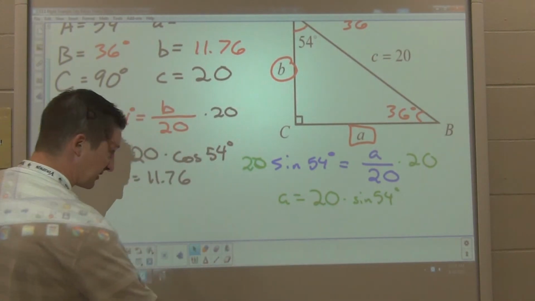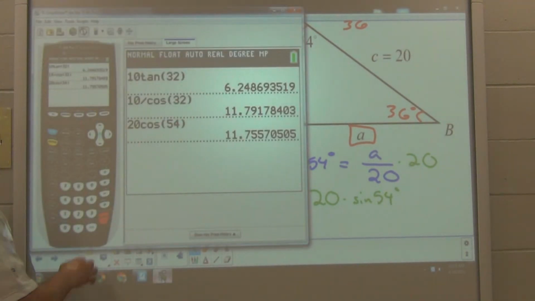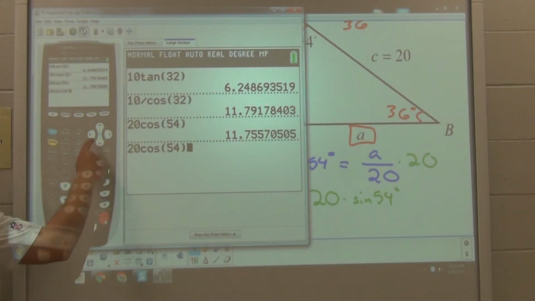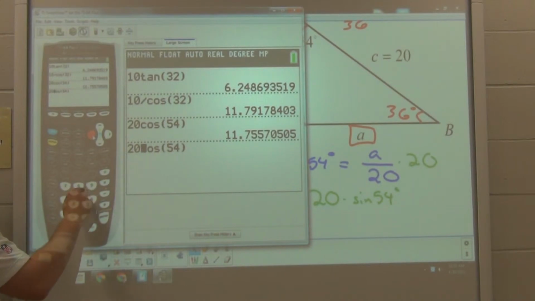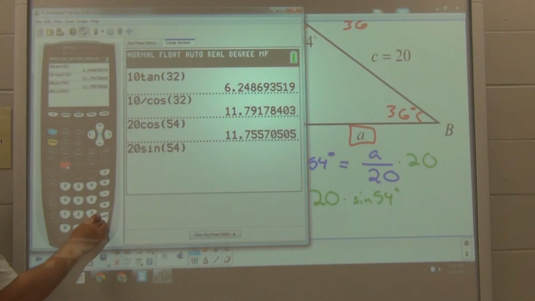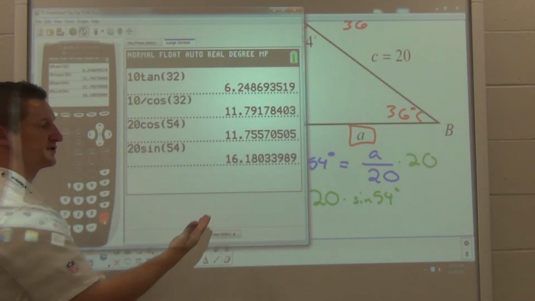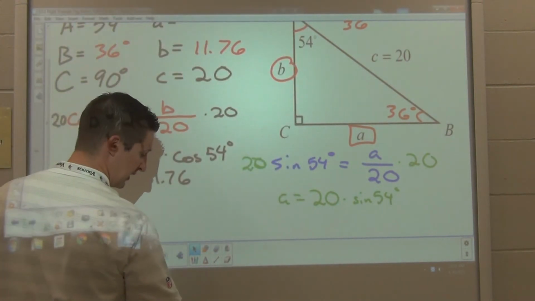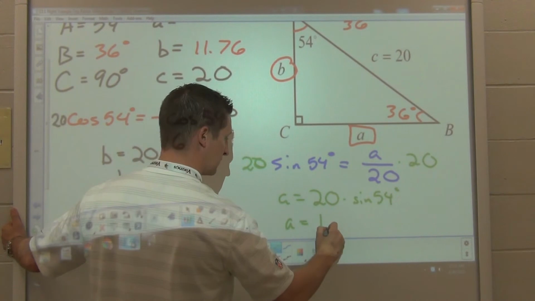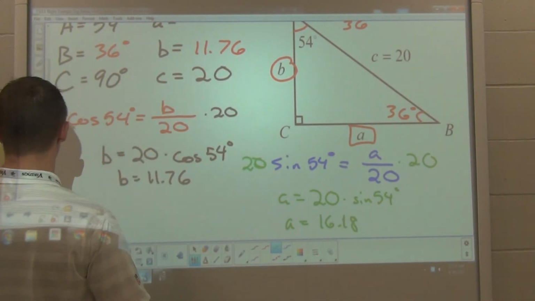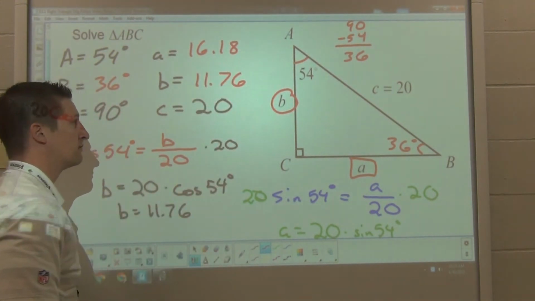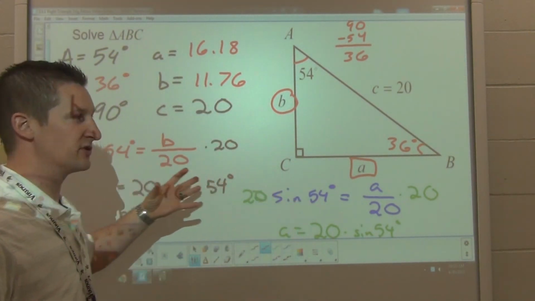Again, that's an expression that I can type into my calculator. In fact, since 20 cosine 54 is so close, I'll hit second and then enter, bring back the previous entry, and change that cosine to a sine. Oops, wrong one. Sine, here we go. 20 sine 54, I hit enter, I get a new number. So 16.18 is the value I get here. 16.18 is the value of A, and I fill that in my chart.